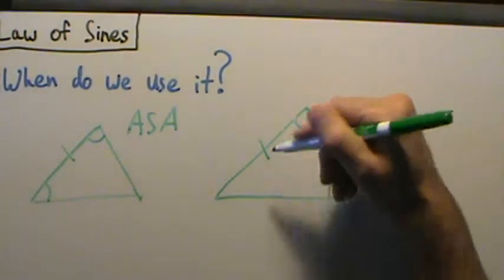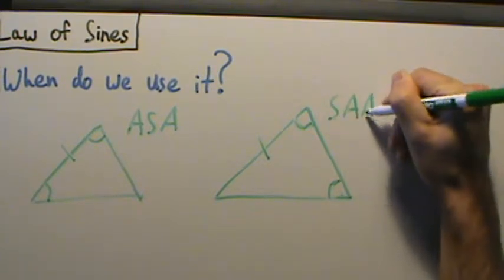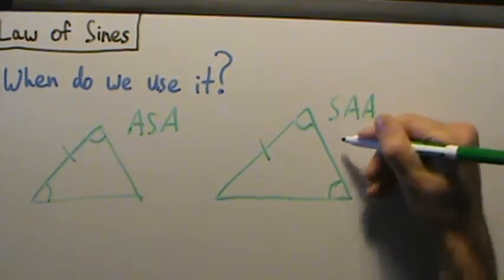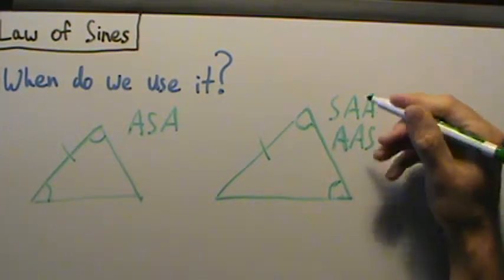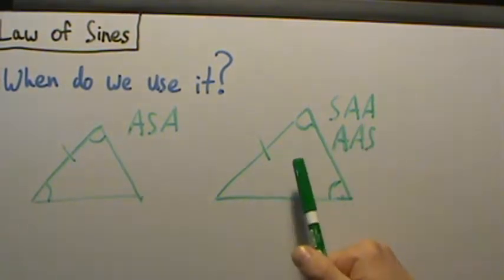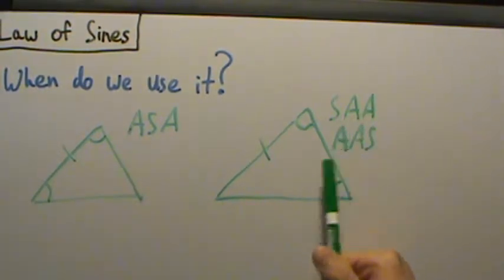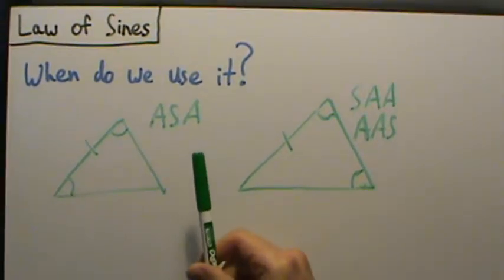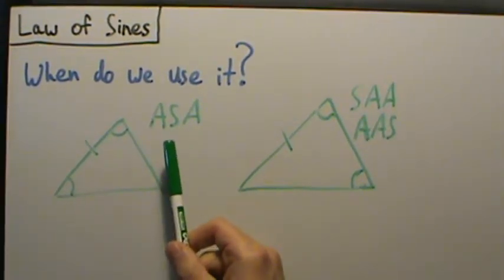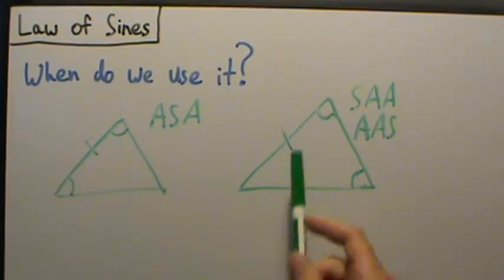So this would be side, angle, angle, or you can think of it as angle, angle, side. So SAA or AAS triangle. So ASA, SAA, AAS, these are really the same type of thing. And then just to recap real quick, two angles and either the side in between them, or either of these other two sides out here.